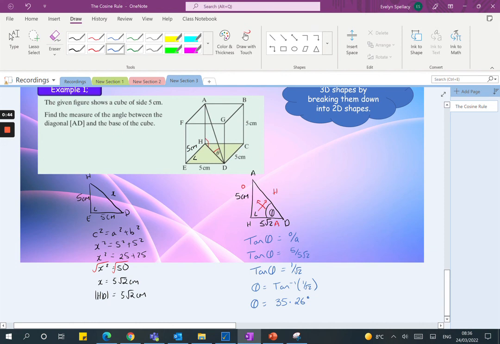So it's all about, again guys, finding our 2D shapes in the 3D shapes. When I pulled out this triangle, I saw that I would need an extra side to be able to find this angle. So that's why I went looking for HD. HD, I could see I could pull out this triangle and use a nice and simple Pythagoras' theorem. Then I could use a nice and simple tan because both of my triangles were right angle triangles.